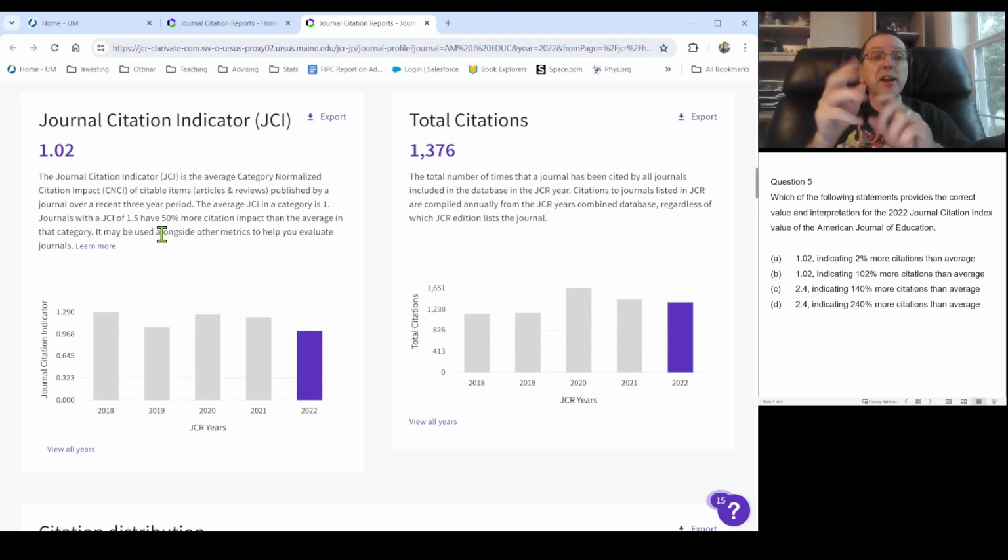So it's 3 years instead of 2, and so it's a little bit longer time period. But the key is this normalization. What it does is it takes into consideration that different disciplines tend to have more or fewer citations.